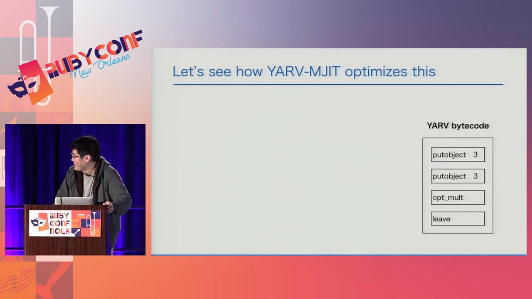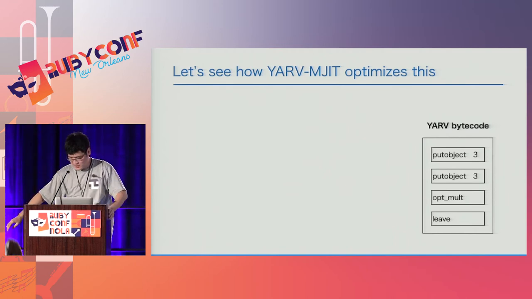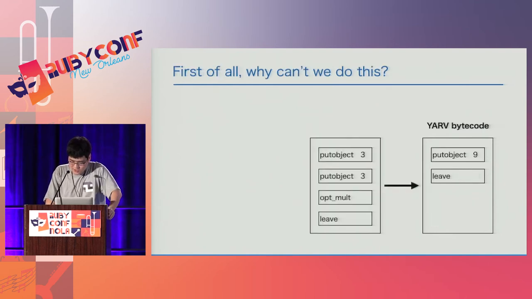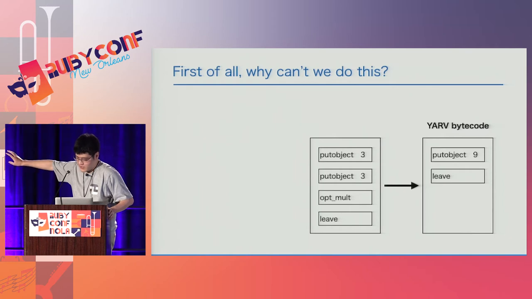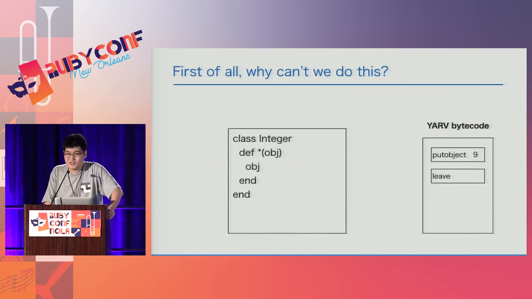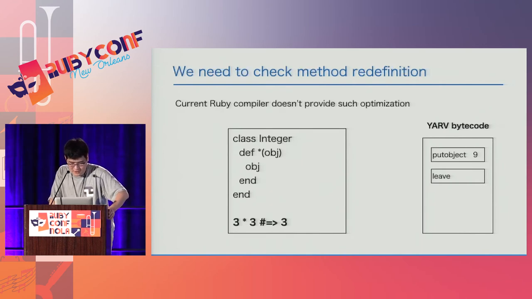Before seeing how the JIT compiler optimizes the method, how would you optimize this method at the VM level? You may think this is possible, like just putting 9 from the start. But consider this method. This redefinition allows us to do something like 3 multiplied by 3 equals something other than 9. So this optimization is not impossible, but it's hard. And currently, YARV does not optimize in this way.